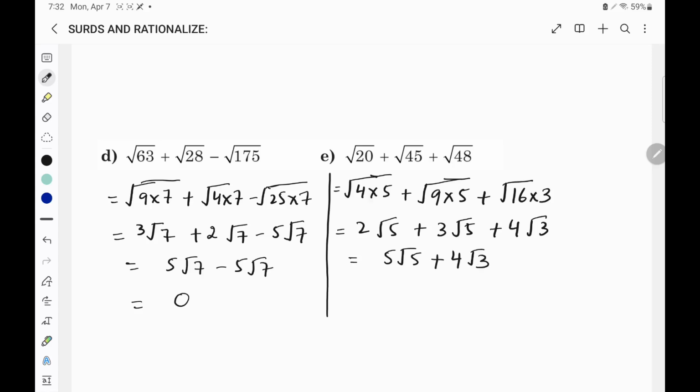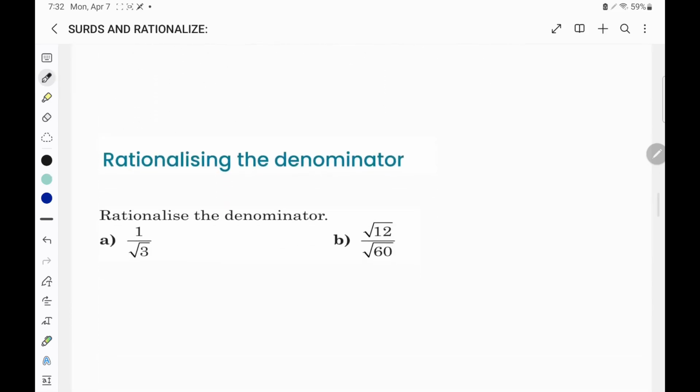Now we cannot simplify because we have different numbers in the radical sign, so we leave our answer here as it is. Okay, this can also be a possible question, that every time it's not like that you will have the same number in the radical sign. Okay, now coming to the, we did multiplication, division, addition, subtraction.